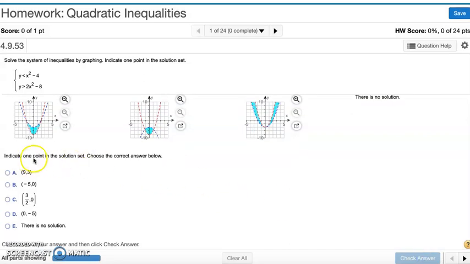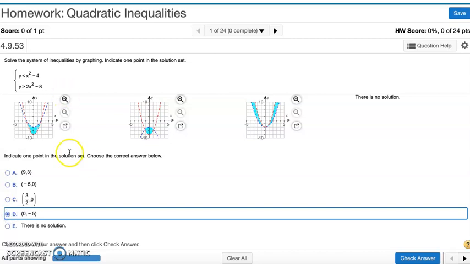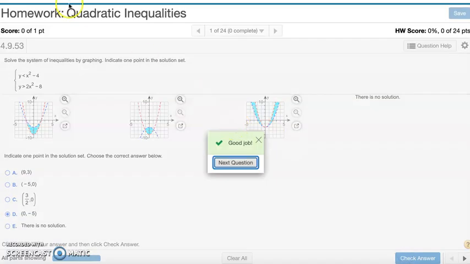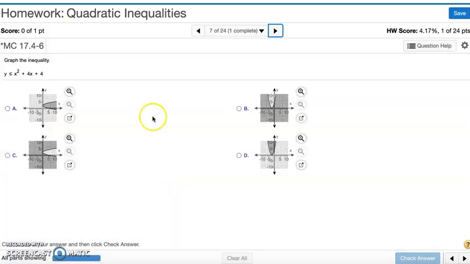Now we've got to indicate one point in the solution set. Looking at these points, the one that is in the shaded region would be (0, negative 5), which would be about right around here. And that's number 1.